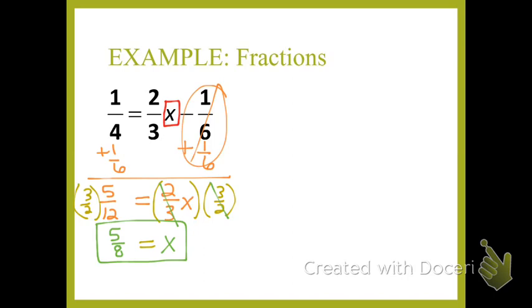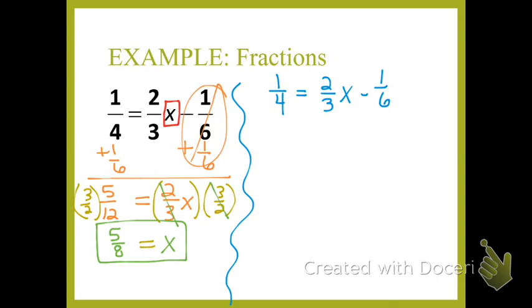The other way you can do this one is similar to what we did with the decimals, where we found a way to clear the decimals by multiplying by something that would eliminate all the decimals. We're going to do the same thing by figuring out something that we can multiply by that would eliminate all the fractions. The way you do this is you find the least common denominator of all the denominators. So in this problem, the least common denominator between 4, 3, and 6 is 12.